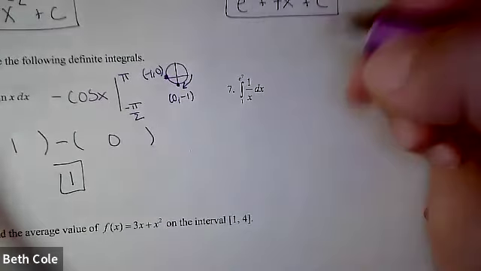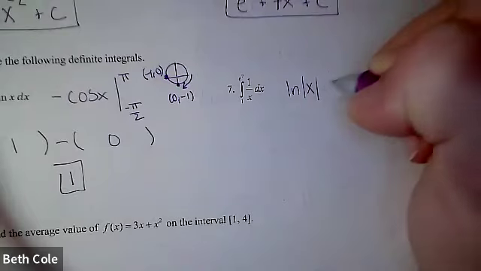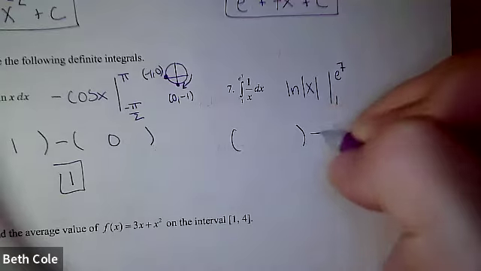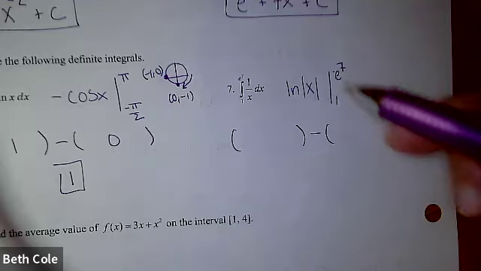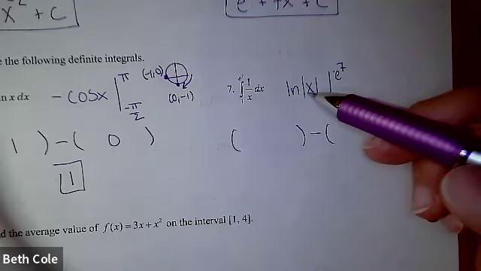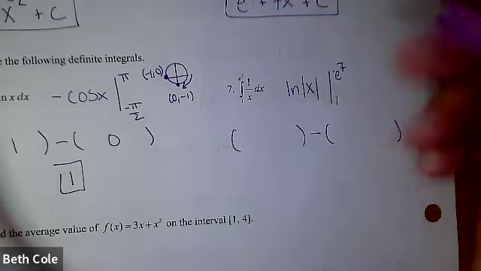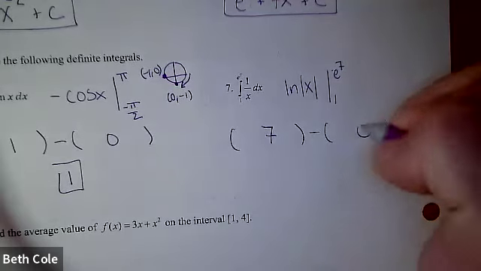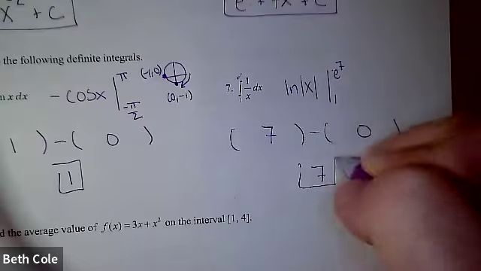All right, the antiderivative for 1 over x is ln x. We want to go from 1 to e to the 7th. Again, put your parentheses in, upper boundary minus lower boundary. So if you plug in e to the 7th, ln and e cancel out. You will just get 7. They're inverse functions, so they undo each other. And then ln of 1 is 0, and you do need to just know that.